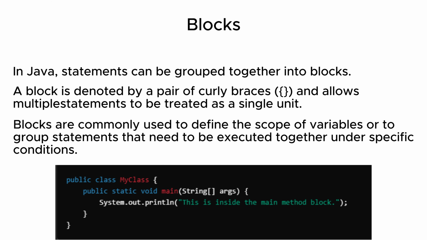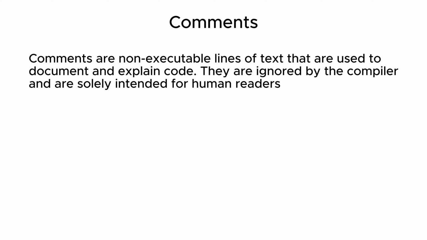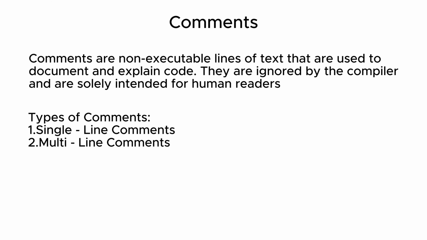Comments in Java are notes or annotations written within the code that are ignored by the Java compiler. Their primary purpose is to make the code more understandable for developers by providing explanations or notes. Comments do not affect the execution of the program but help with code documentation, debugging, and maintenance. Java provides three types of comments.